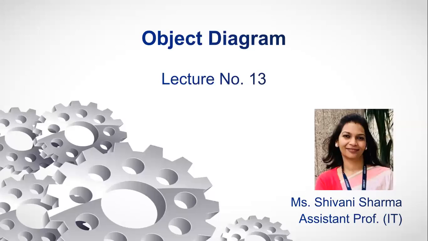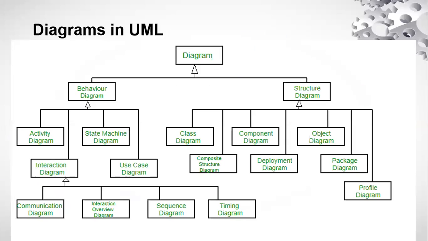Okay, so we are going to start with our next lecture, that is object diagram. This particular object diagram we are studying after the class diagram, right? As we have earlier also seen, the diagrams are divided into two categories depending on their dynamic or static nature. We have divided it into behavioral diagram and structural diagram, two broad classifications.